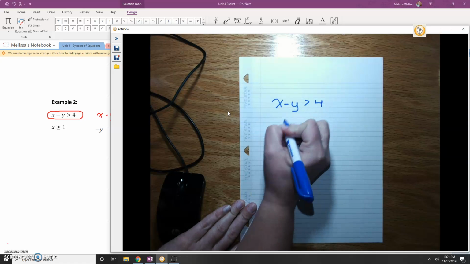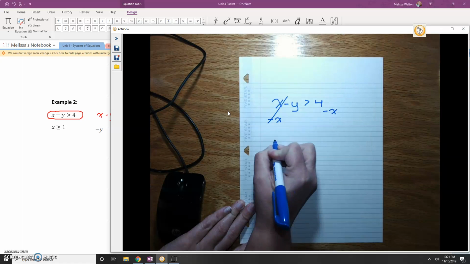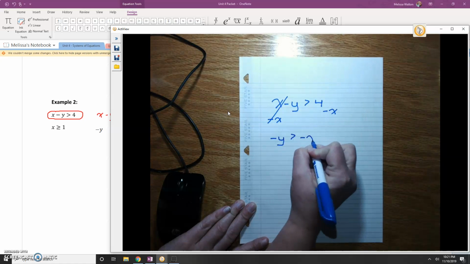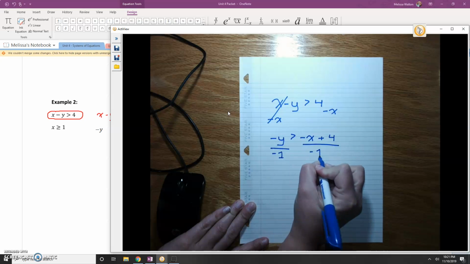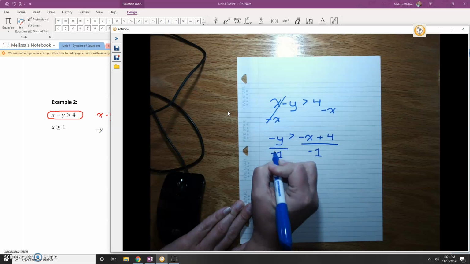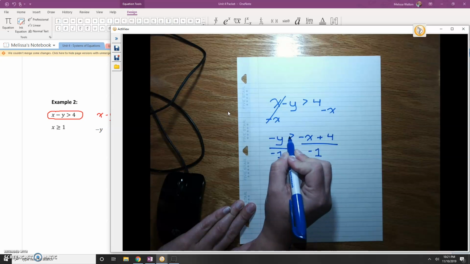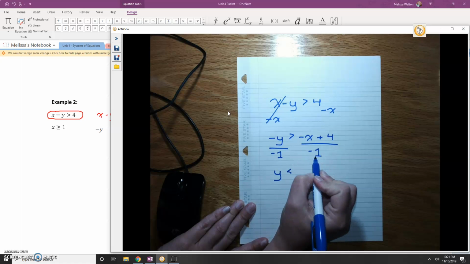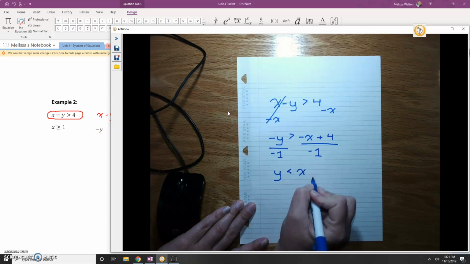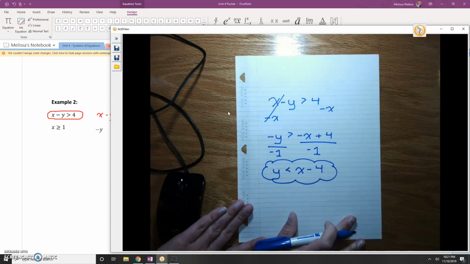So if I want to solve for y, I'm going to subtract x from both sides. And look at this: negative y is greater than negative x plus 4. Now when I divide by negative 1, here is what my new inequality is. A negative divided by a negative is a positive. However, because I divided by a negative, this inequality sign changes. So this is now a less than sign. And then a negative divided by a negative is a positive, this is x. And then finally, 4 divided by negative 1 is minus 4. So this is what that very first inequality is going to look like.